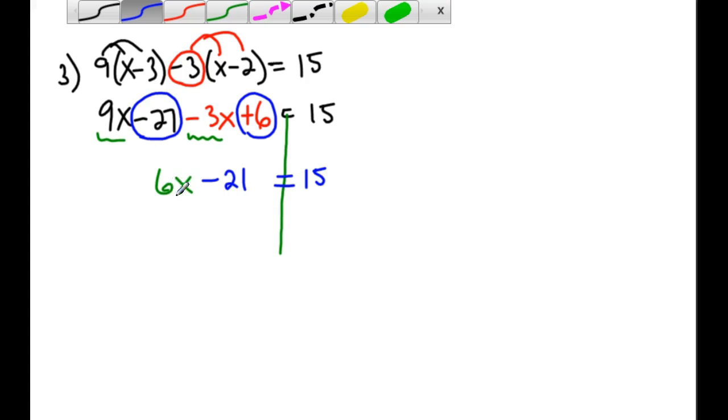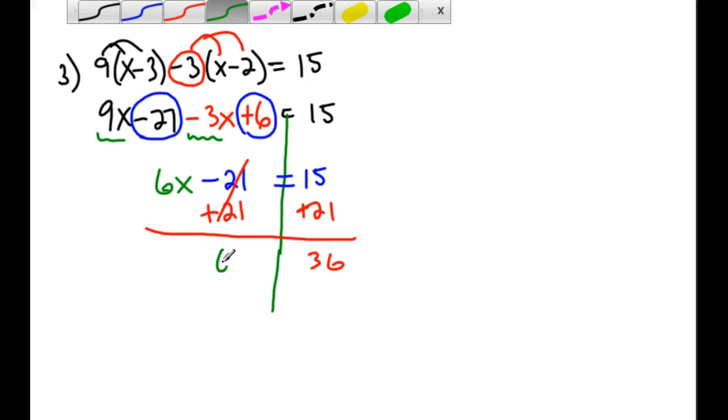Now you've got x's. You only got one set of x's and they're on the left. I want to make it so all those x's are by themselves. So I'm going to get rid of the constants. I'm using opposites now because I want 0 constants on that side. Okay, 15 plus 21 is going to make 36 on this side. And then I've got 6 x's on this side.